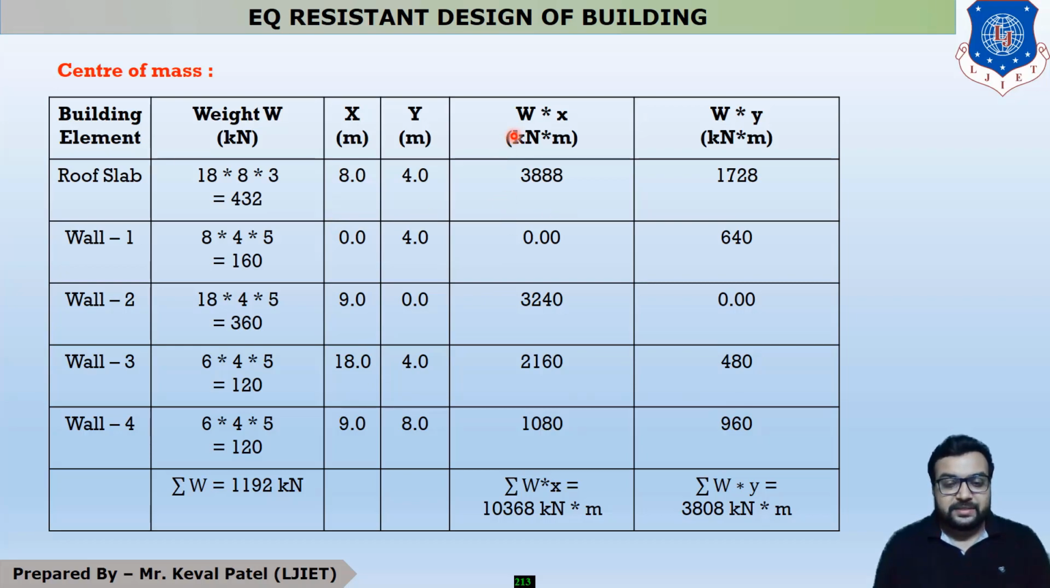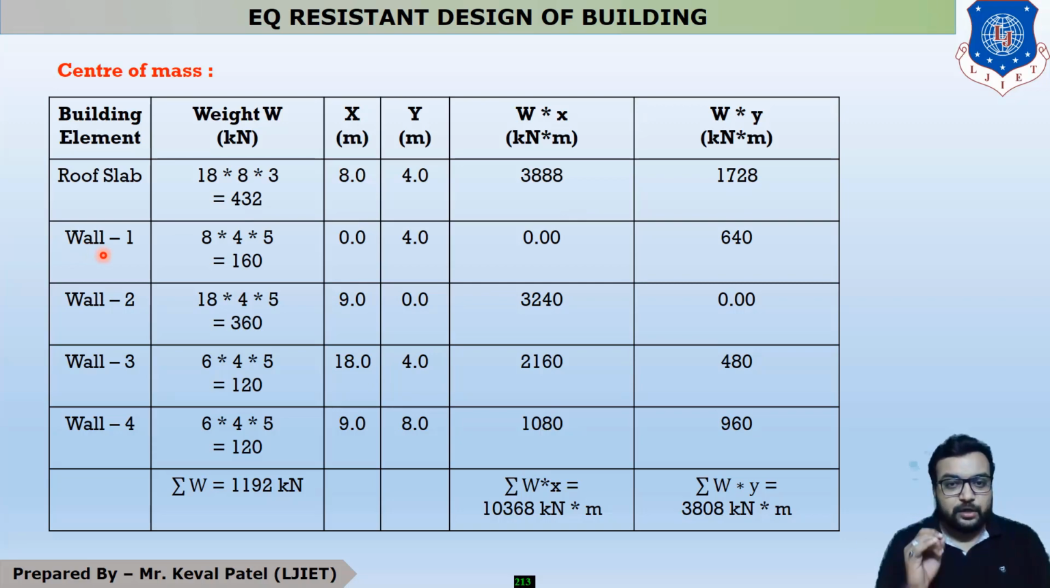Okay. So this is W into X. So 432 into 9, the answer is 3888. Okay. Same for W into Y. Whenever we have to find out center of mass in Y direction, our equation is W1 y1 plus W2 y2 plus W3 y3 plus up to, divided by W1 plus W2 plus W3 plus up to. Okay. So our W is 432 into 4, which is equal to 1728. Okay, our second component is wall 1.